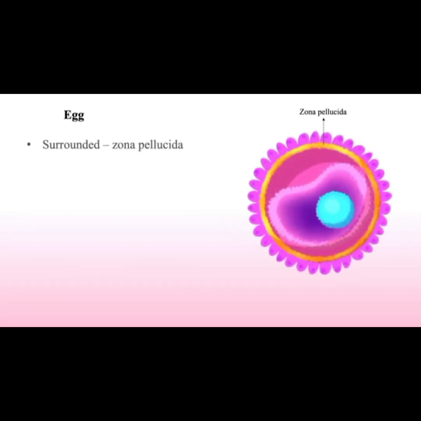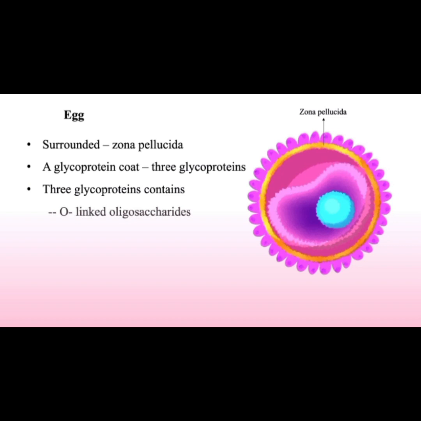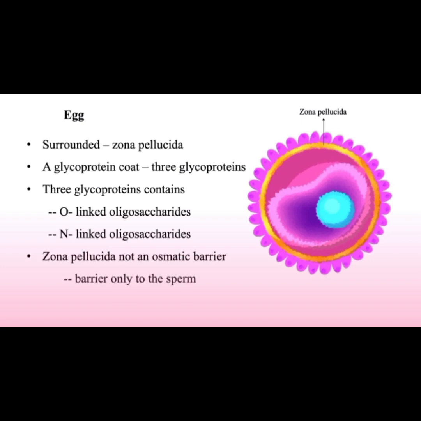Eggs are surrounded by zona pellucida, which is a glycoprotein coat composed of 3 glycoproteins. All 3 of the glycoproteins contain O and N linked oligosaccharides. The zona pellucida is not an osmotic barrier, however, it is the barrier to the sperm.